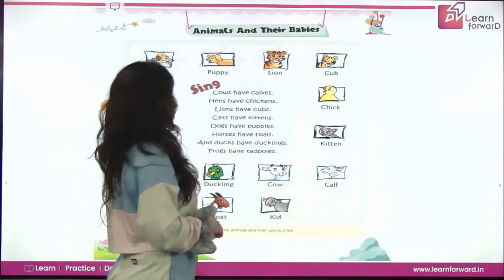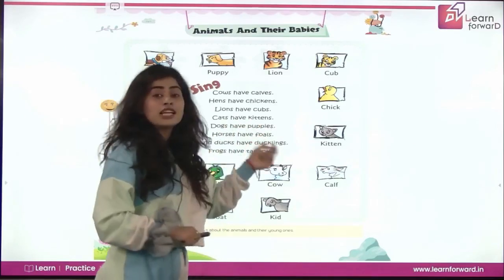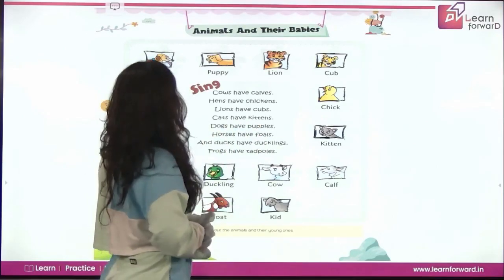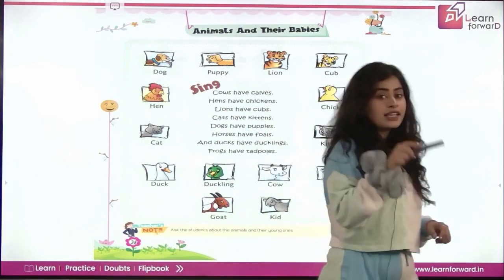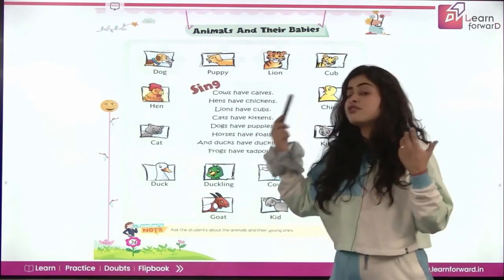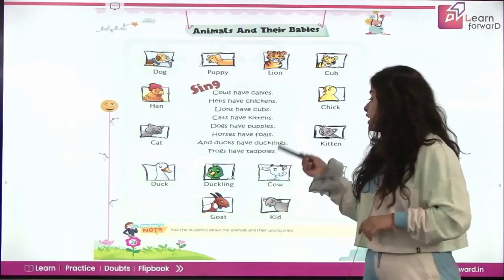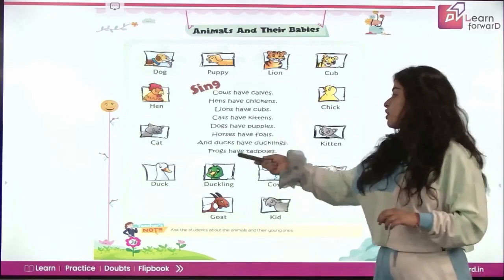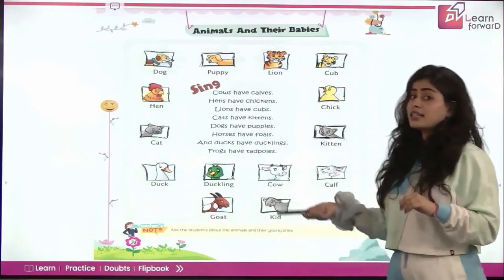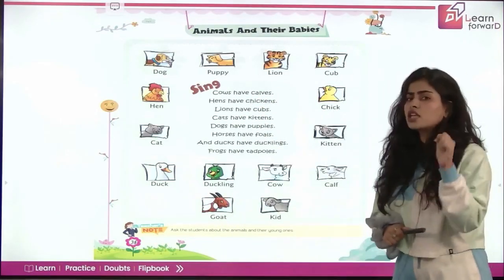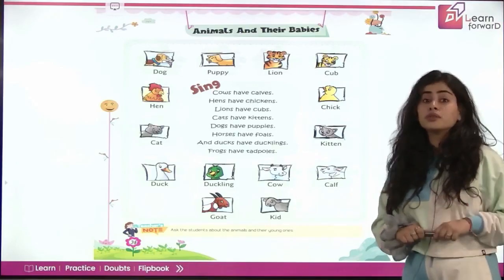And the last one is frogs have tadpoles. Now a frog hops, right? A frog hops and a frog's baby is called a tadpole. So these are some animals and their babies' names that you should learn. You should know their names.